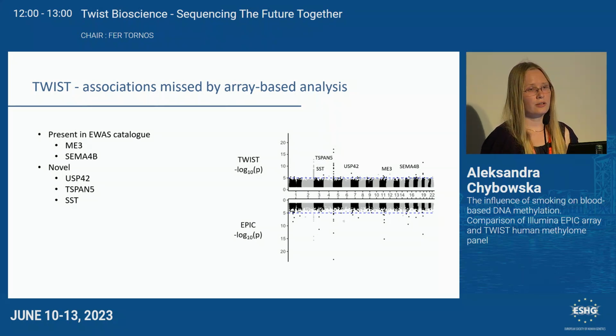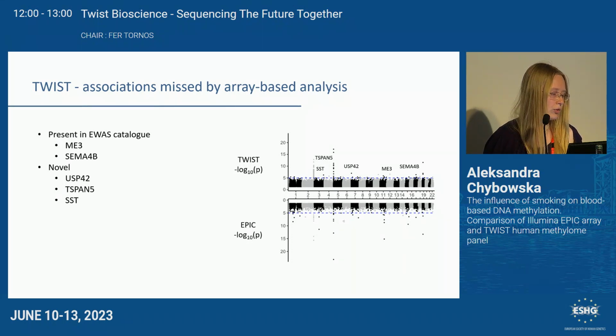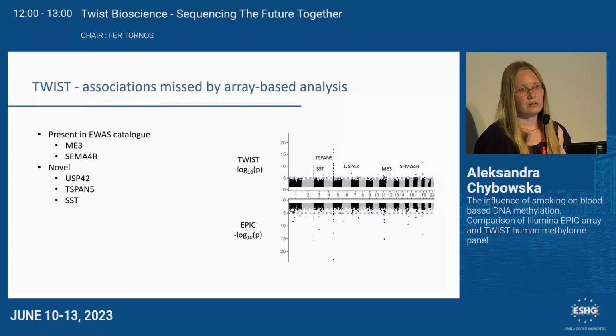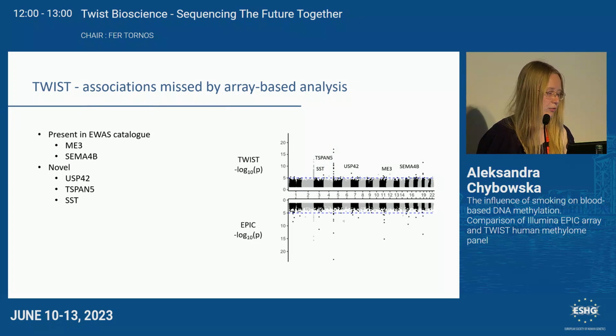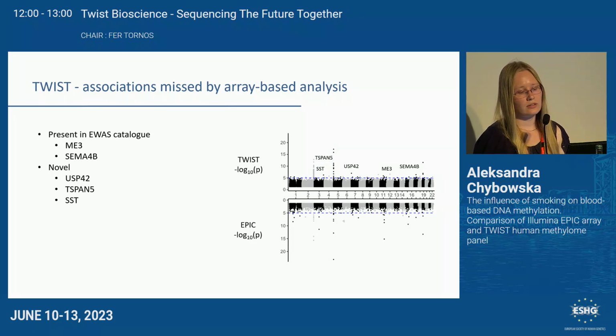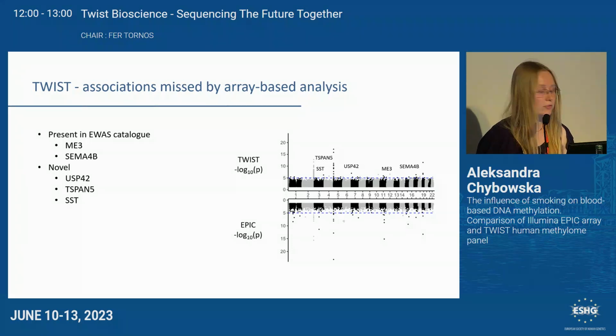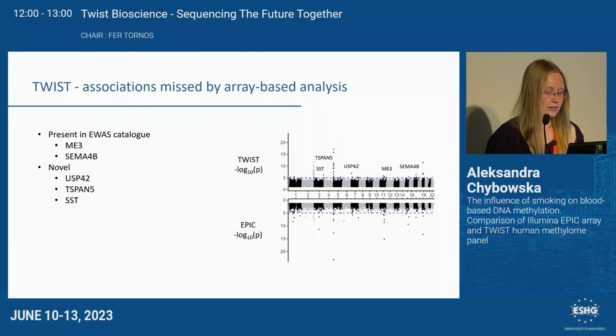Known hits include ME3, which is a malic enzyme involved in the development of liver cancer, as well as SEMA4B, which is an inhibitor of axonal growth. If we move on to novel associations, we can see USP42, which has been associated with the development of head and neck cancer, TSPAN5, which again is associated with the pathogenicity of liver cancer, and my favorite hit, SST, which is a growth hormone inhibiting hormone.